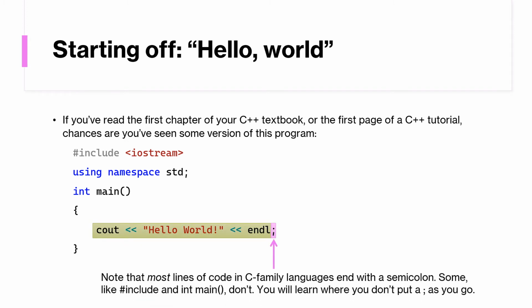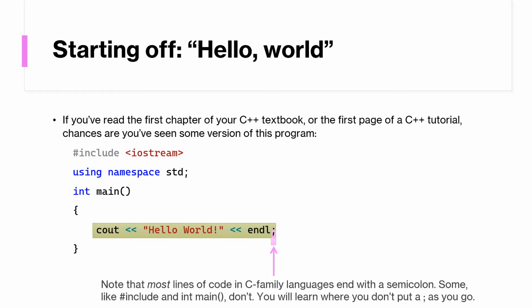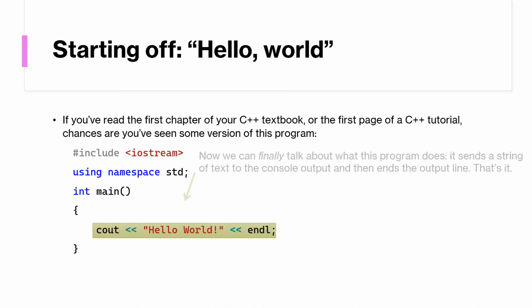Okay, note that most lines of code in C family languages end with a semicolon. Some, like pound include and int main, don't. You're going to learn where you don't put a semicolon as you go, but for now, assume that any line of code that you write is going to need to end with a semicolon.